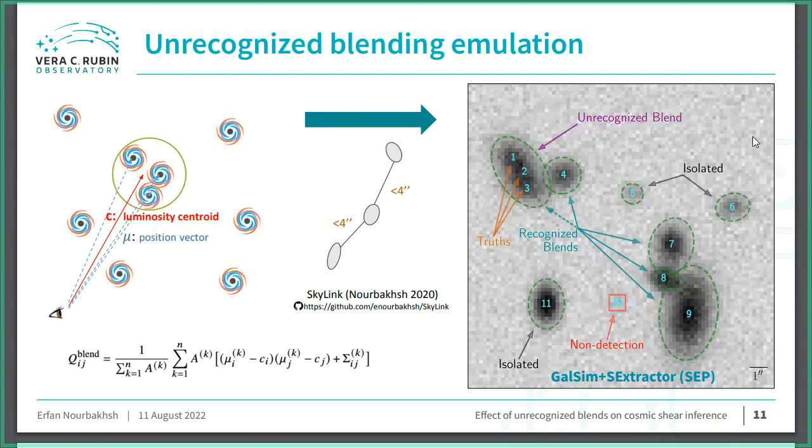And there are, of course, other kinds of blends that are not the focus of this study. You can see number 7, 8, and 9 here are recognized blends, and we are not going to be concerned with them for this talk. So we just want to focus on unrecognized blends. And of course, when we group these galaxies for the observed quantities, we can add their second moments, come up with a new shape, and then also add their fluxes to come up with a new magnitude per band.